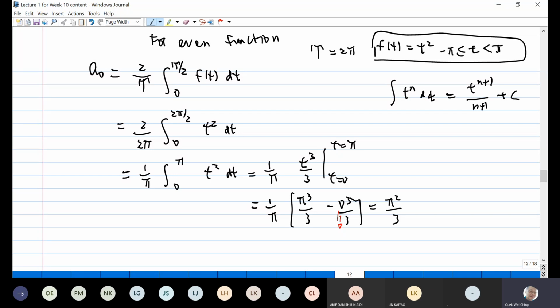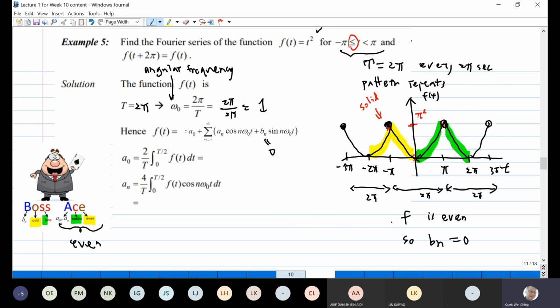So look at the solution I presented to you. First, the graph: how to draw the graph, where every 2 pi repeats the shape of the graph. Then I told you how to find A0. Now I'm going to find out what An is.